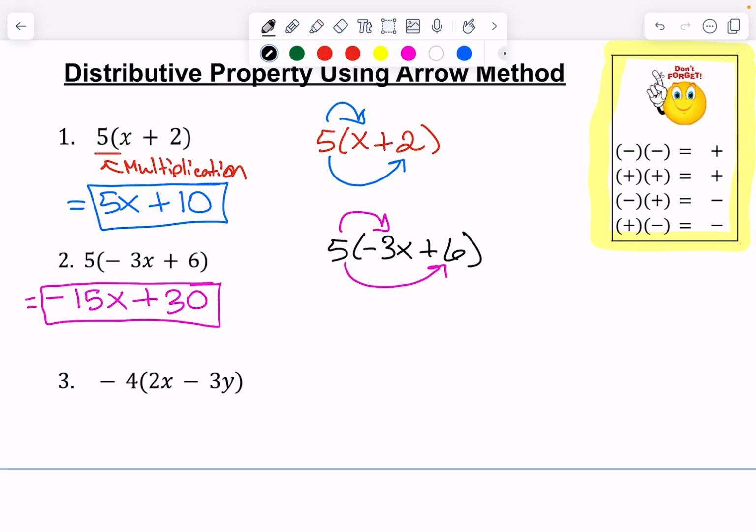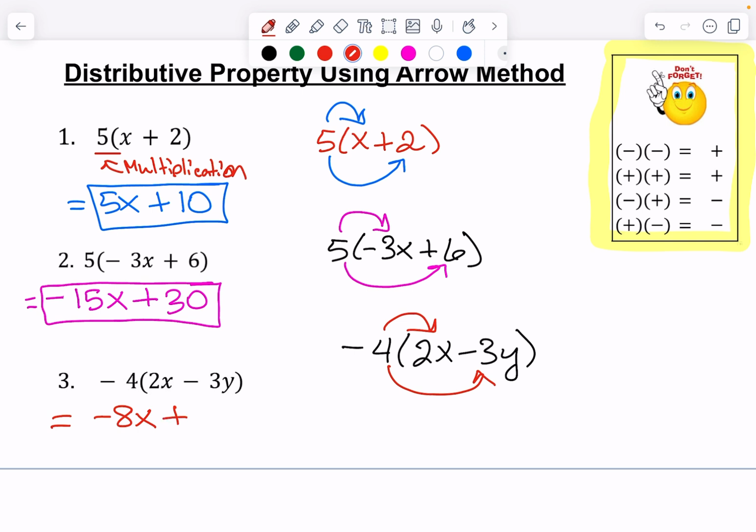All right, and our third and last problem, we have negative 4 and then 2x minus 3y inside of the parentheses. So let's go ahead. Negative 4 times the first term: 4 times 2 is 8, so negative 8x. And then we have negative 4 times the negative 3y. A negative times a negative is a positive. 4 times 3 is 12, so we end up with positive 12y.